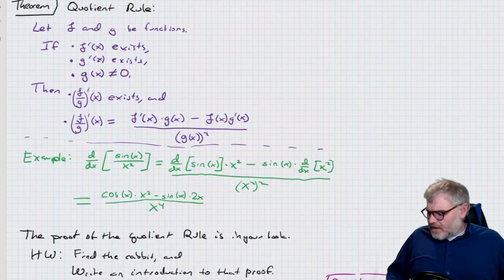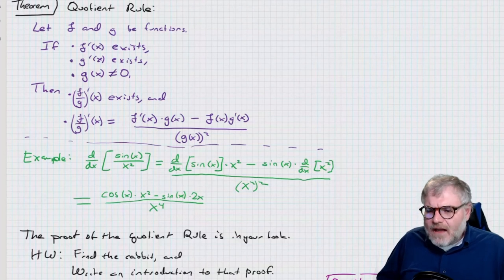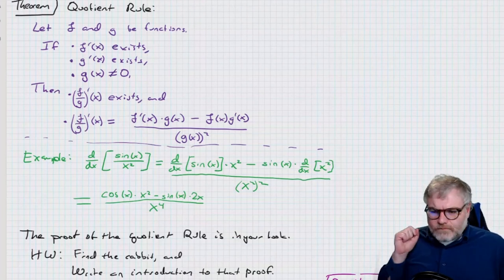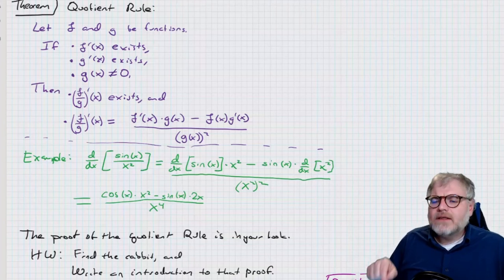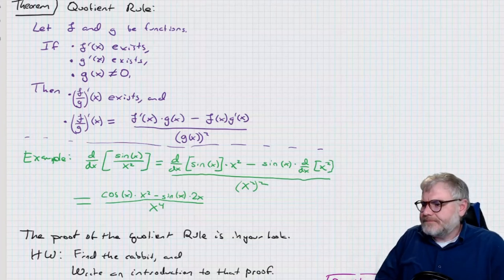Now, the proof of the quotient rule is in your book, in the section on the product and quotient rule. What I want you to do for homework, for the quiz on Monday.